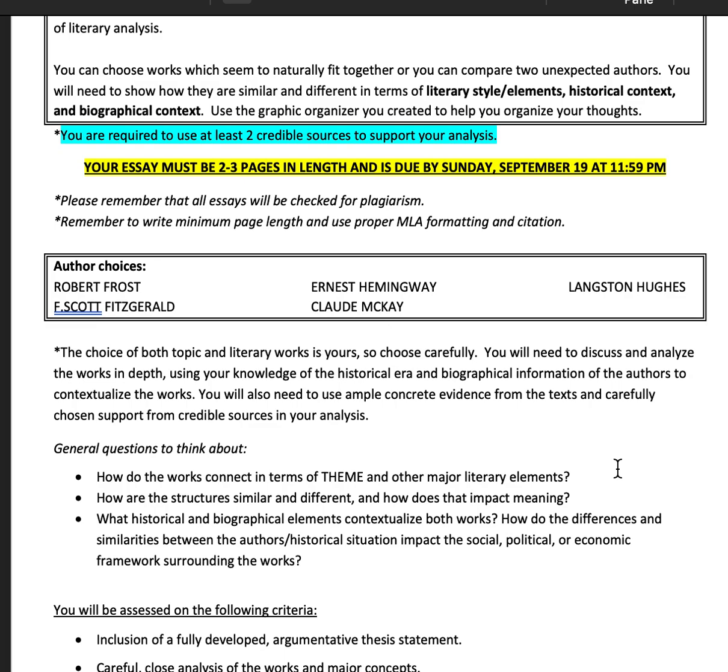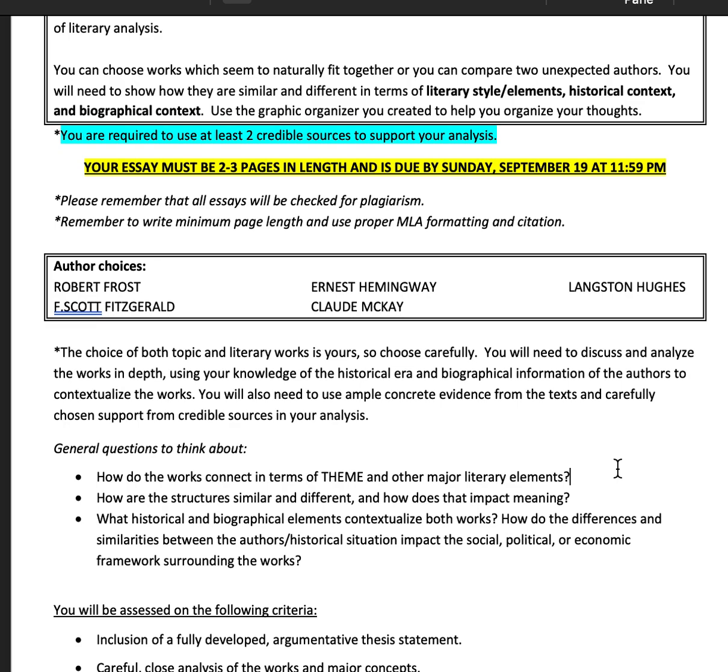Now, they might be talking about it in different ways, but they both have a thematic concept of isolation. So that might be my first paragraph, is to say there's a theme of isolation in Frost's poem and in Hughes's poem. And I would talk more about both poems and how they're showing the idea of isolation and maybe how they're showing it differently.